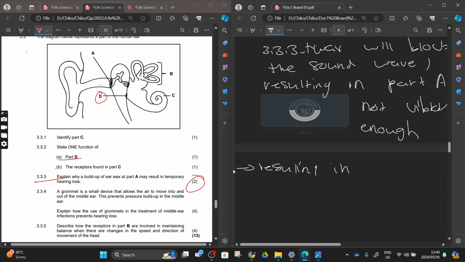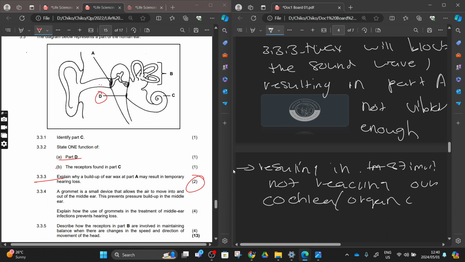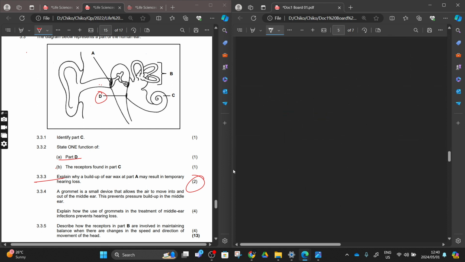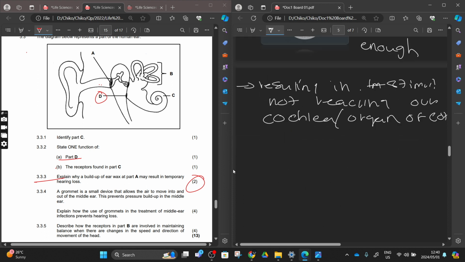resulting in impulses, in stimuli not reaching our cochlea, or our organ of Corti. By explaining this, you will show that it results in a temporary hearing loss, right? A hearing loss.